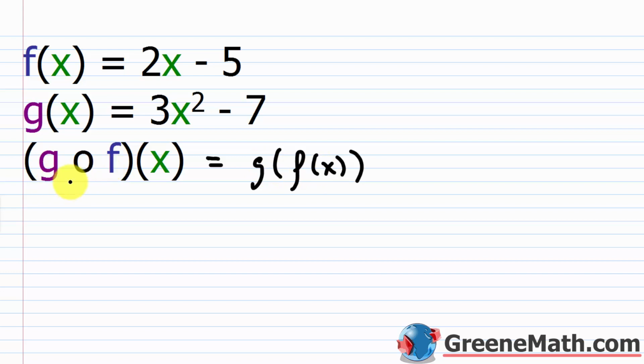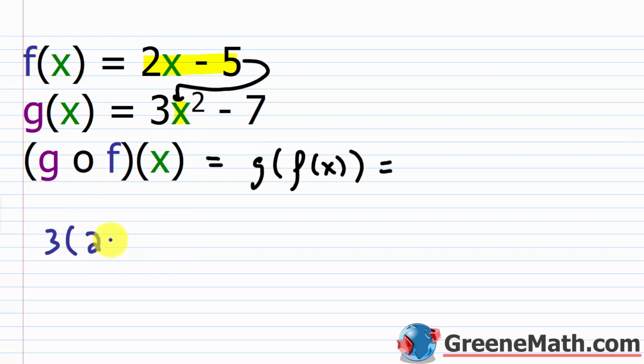So the order here does matter. So again, all I'm going to do is I'm going to take my f of x, which is 2x minus 5, and I'm going to be plugging that in for x in g of x. So this is going to go in there. So what we'll have here, I'll just put equals here. We're going to have 3 times, and again, for x I'm plugging in, so let me wrap this in parentheses.